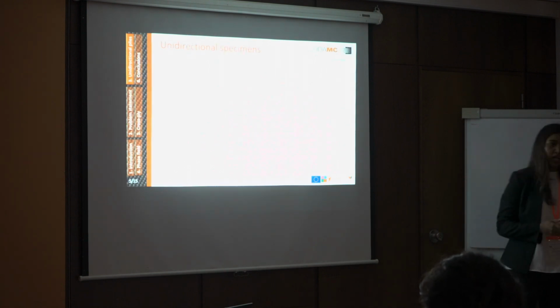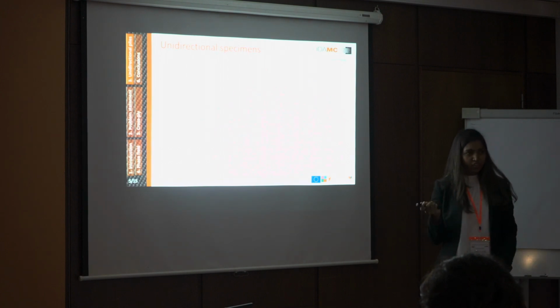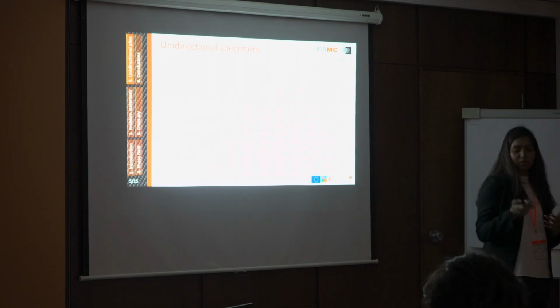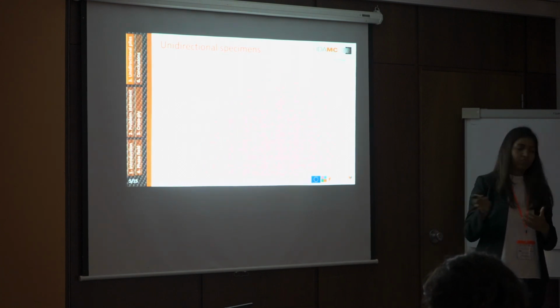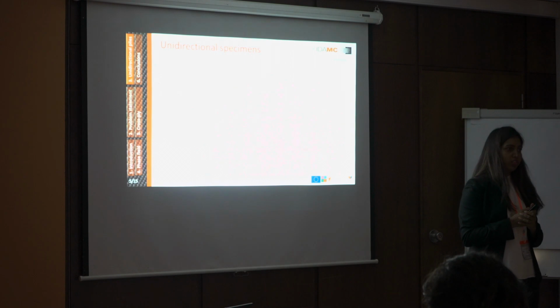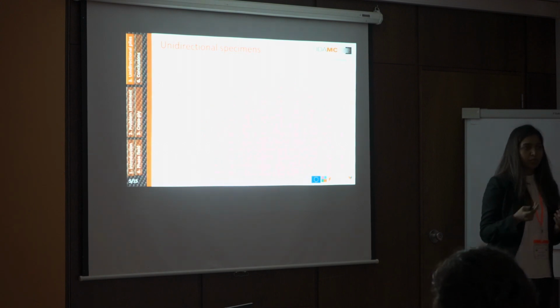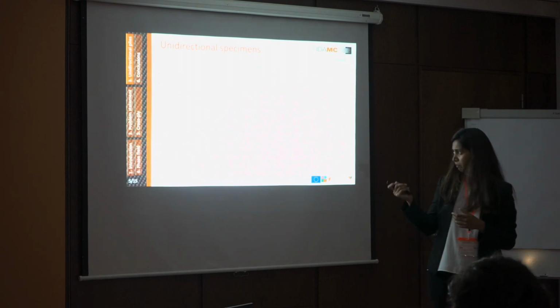Now moving on to unidirectional specimens. These unidirectional specimens undergo traditional unfolding failure, which is a pure interlaminar delamination. To model the interlaminar delamination, we are using Abaqus cohesive elements with a bilinear traction separation law, and we calculated the cohesive properties using formulas from the literature.